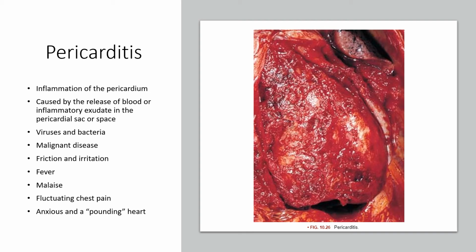So pericarditis is usually a consequence of inflammation or infection somewhere else in the body. Like I mentioned, it could be due to a bacteria, could be due to a virus, could be due to rheumatic fever, which we're going to talk about in a couple slides, and the condition may occur secondary to myocardial infarction.